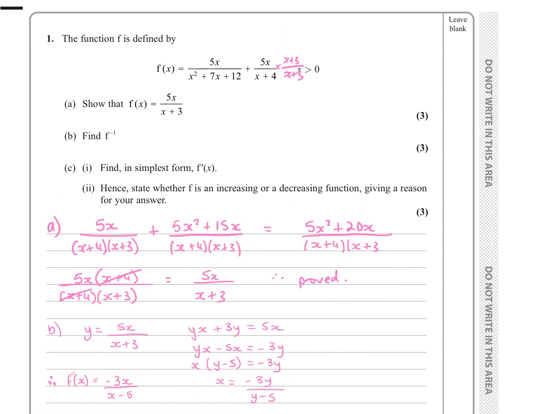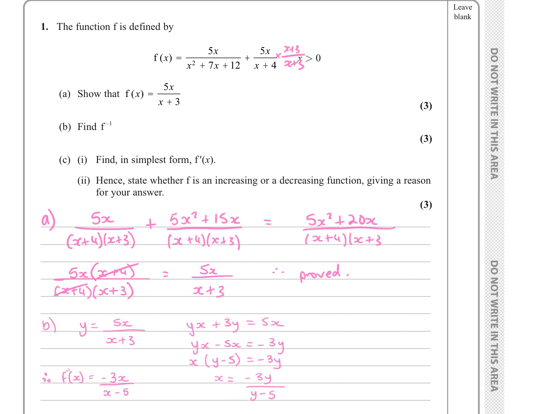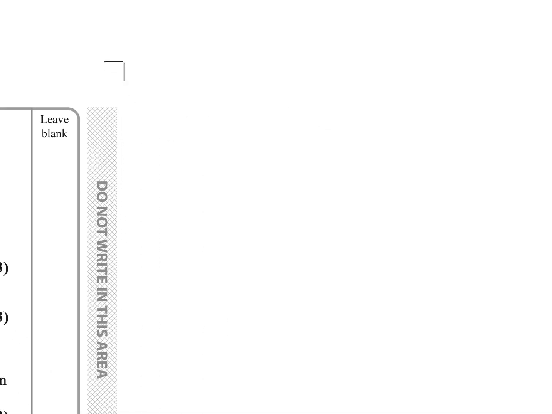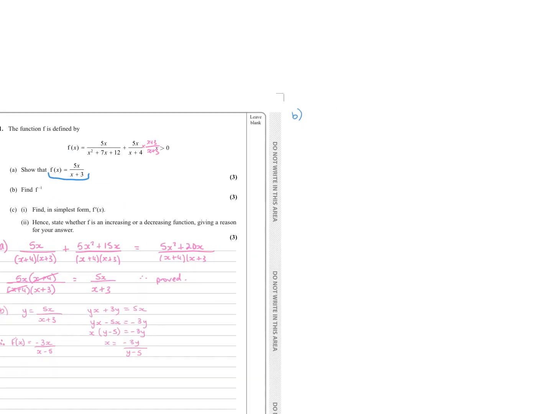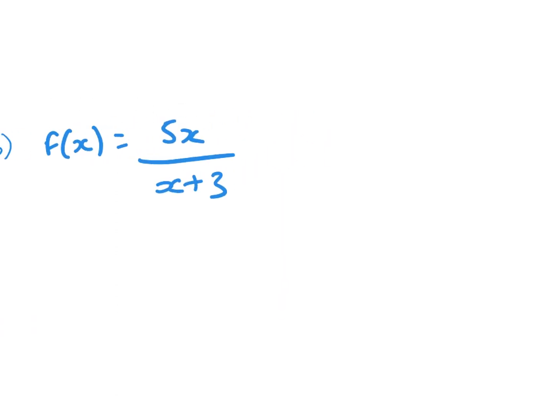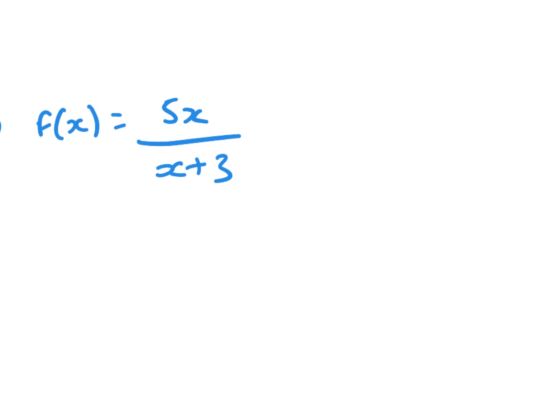Then part C, so that's another 3 marks. Part C then says differentiate f of x. So we're going back to the original one. Okay, differentiate f of x. So we do that over here. Right, here we go. Right, f of x equals 5x over x plus 3. Okay. I need to differentiate this.